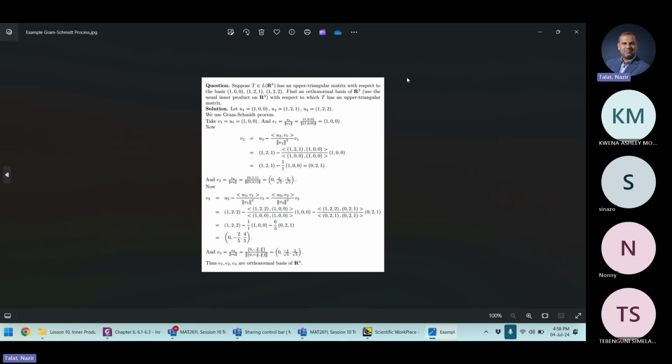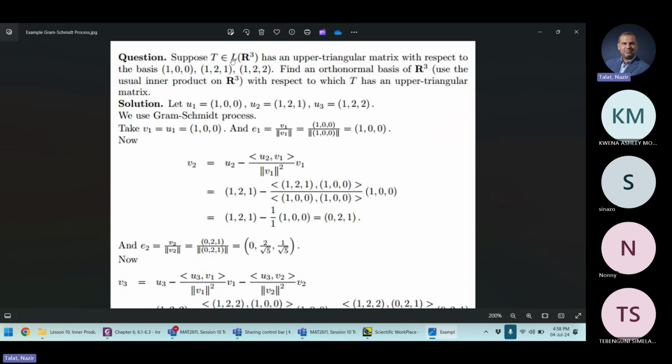Here there is another example. This example tells us that if T is a linear transformation from R3 to R3, because behind the matrices there is a linear transformation. So if we have a given basis set (1, 0, 0), (1, 2, 1), (1, 2, 2), then find the orthonormal basis, using the usual inner product or Euclidean inner product, with respect to the T, which is an upper triangular matrix. So here we need to apply the Gram-Schmidt process.